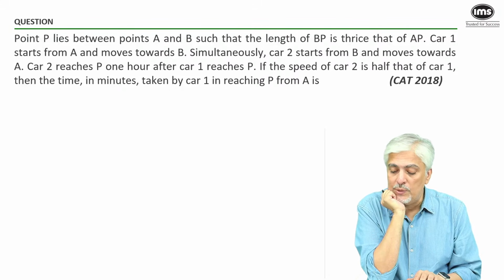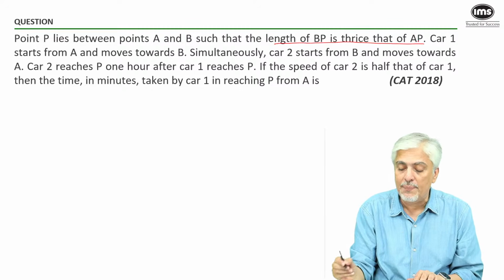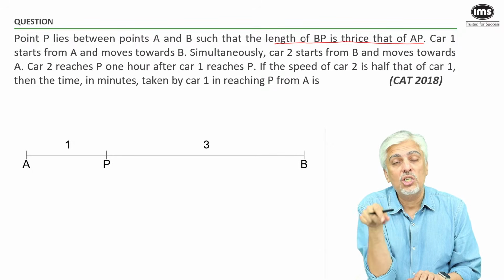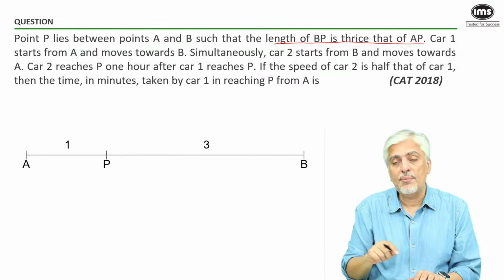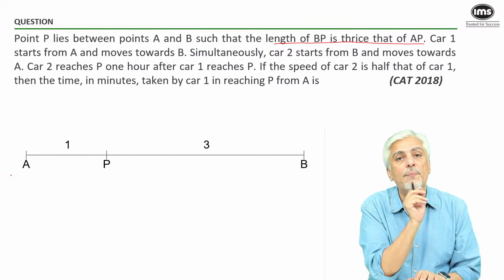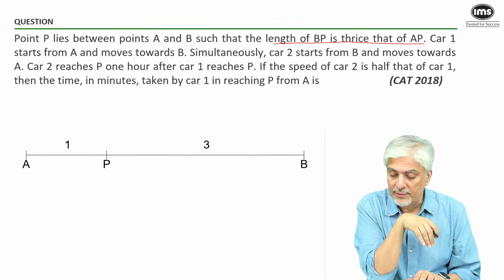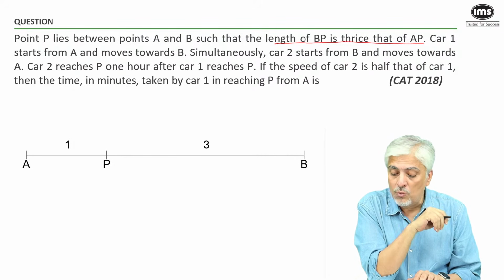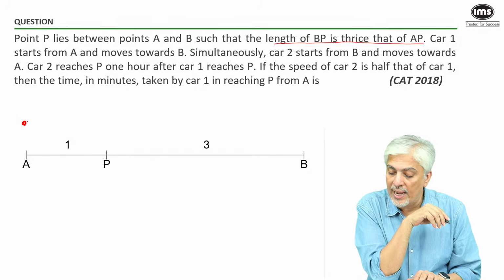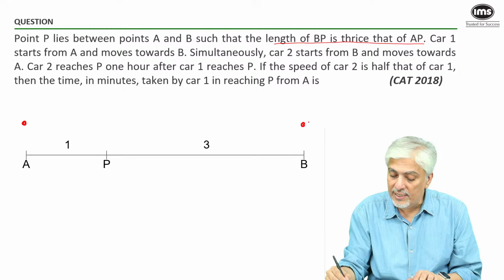Point P lies between points A and B such that the length of BP is thrice that of AP. So that's my first part. This is the place where I draw diagrams. Khushi was asking, sometimes the sums don't happen. This type of question is where I draw the diagram. So I've taken P somewhere in between where BP is thrice of AP. So 1 and 3 I've taken, you can take it as 1D and 3D, it will not make a difference. Simultaneously, car 1 starts from A and goes towards B obviously, and simultaneously car 2 starts from B and goes towards A.